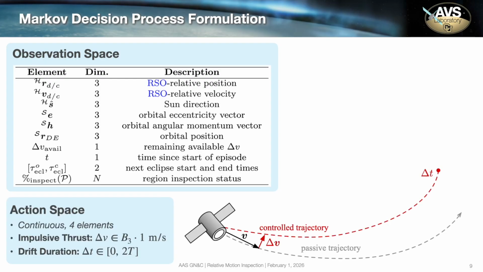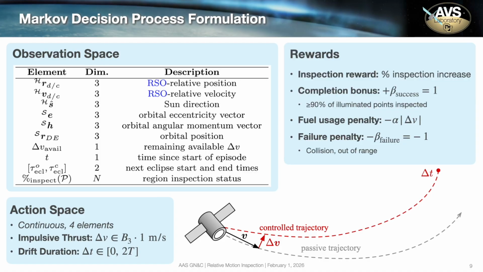Our action space matches the control scheme in the problem formulation. We're going to have a 4-element continuous control space, with the first three elements being the impulsive thrust we're going to perform, and the fourth element being the passive drift duration that we're going to travel along after taking that controlled action.